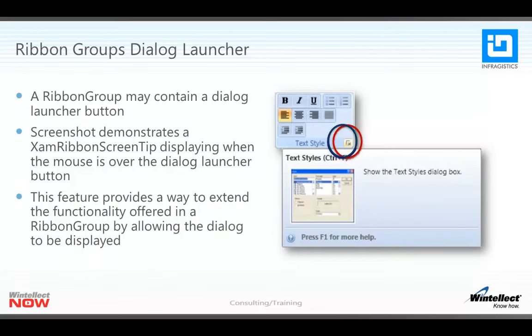A ribbon group may contain a dialog launcher button, allowing a dialog window to be launched, which usually contains more specific options related to the ribbon group's tools. The screenshot here demonstrates a XAM ribbon screen tip displaying when the mouse is over the dialog launcher button.